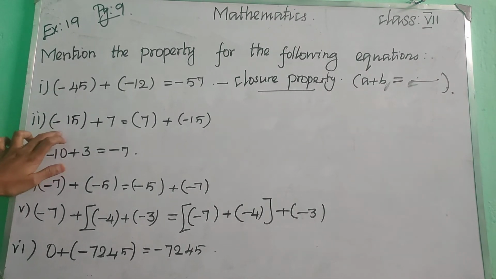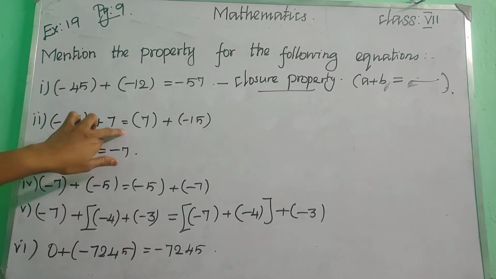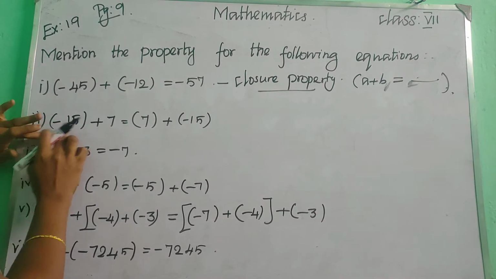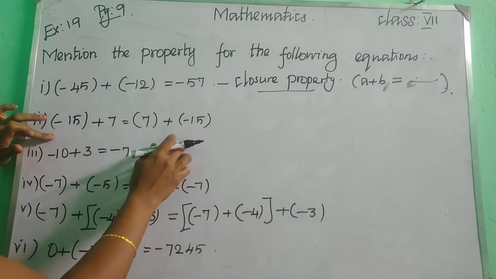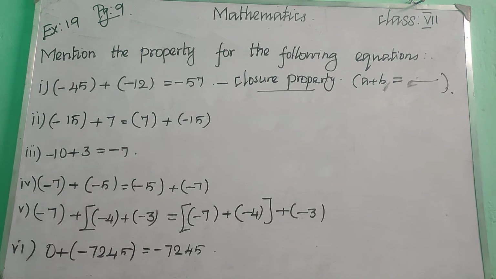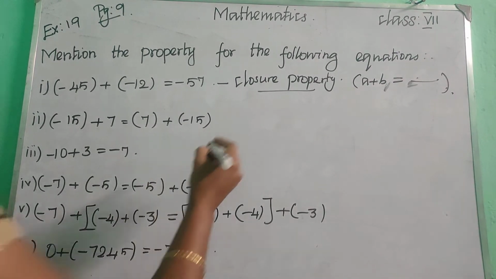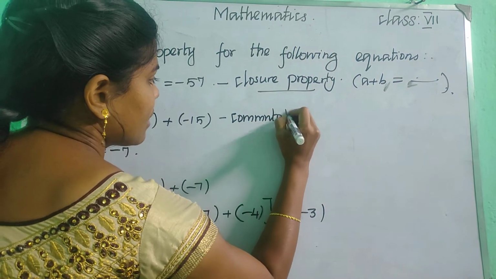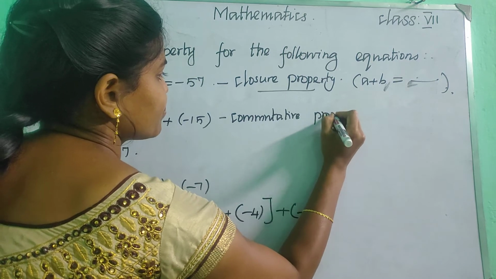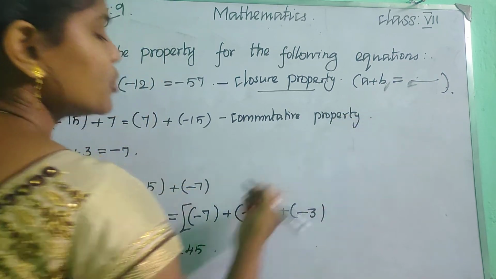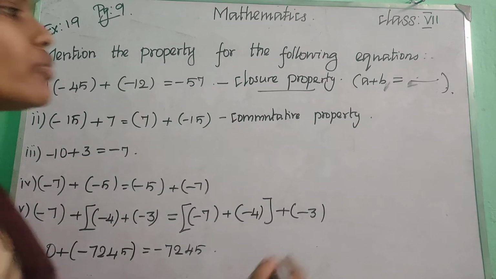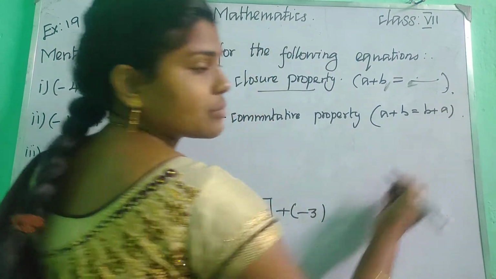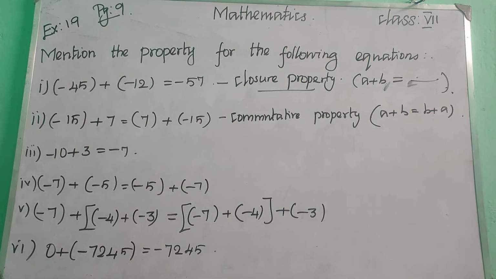And see this, minus 15 plus 7 equal to 7 plus minus 15. We have the same integers but in different order, right? So we can say it is the commutative property. Commutative property means it will be in the form of A plus B equal to B plus A. Okay children, so this is called commutative property.